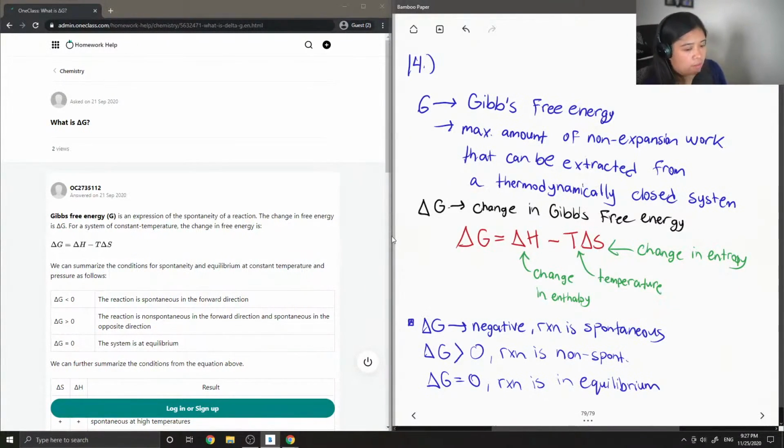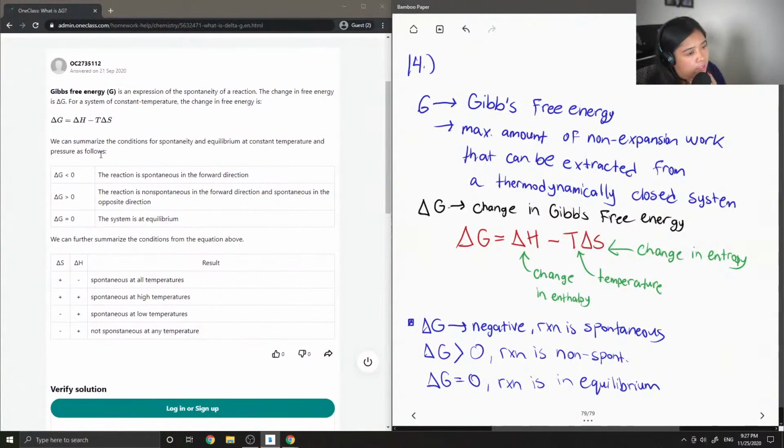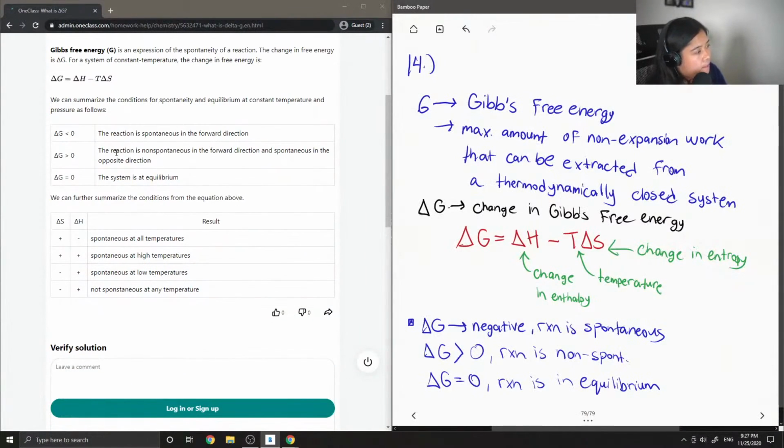Okay, so let's see what the junior tutor said. Gibbs free energy is an expression of spontaneity of a reaction. Change in free energy is delta G. They have delta G is equal to delta H minus T times delta S. Okay, so they also have when delta G is negative, positive, and at equilibrium.